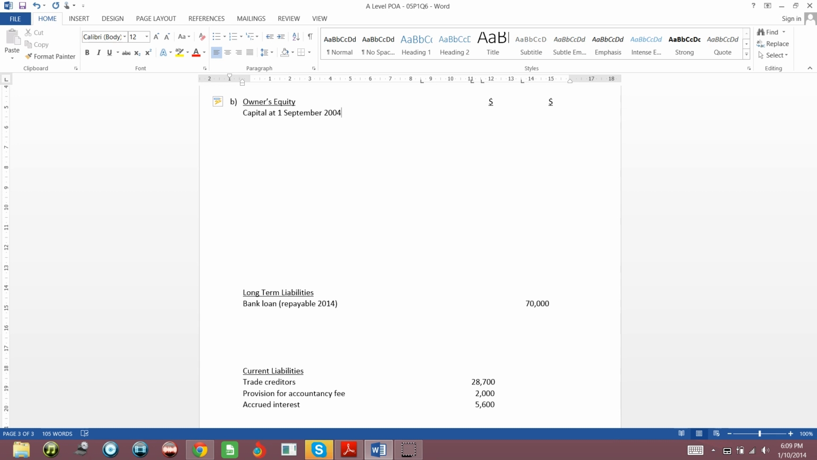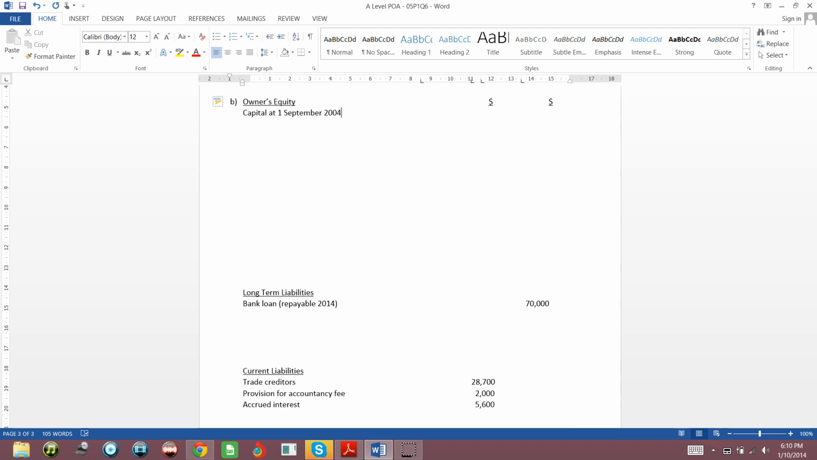Okay, so now you think, what is his capital at 1 September 2004? So that means now you must think, how much of his own money did R. Raja use to invest in this business? So I repeat, how much of Raja's own money did he use to invest in his business?